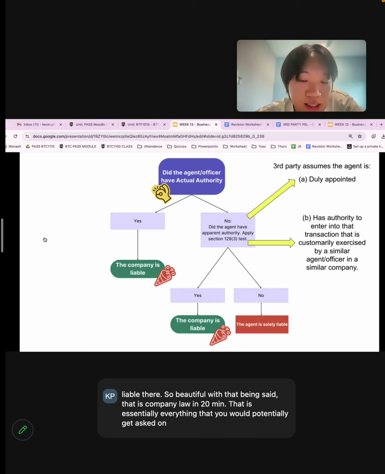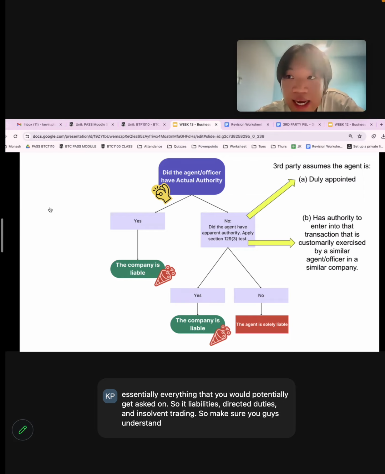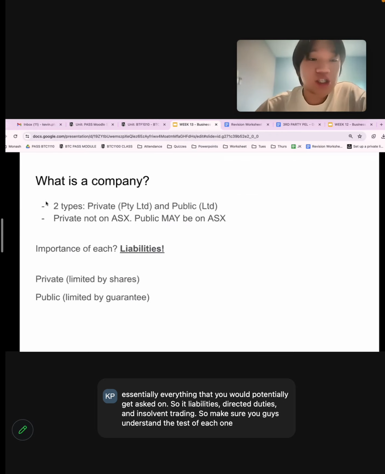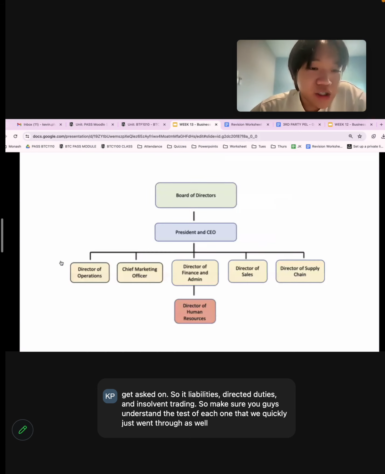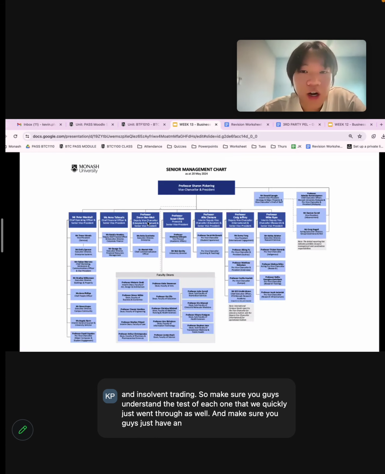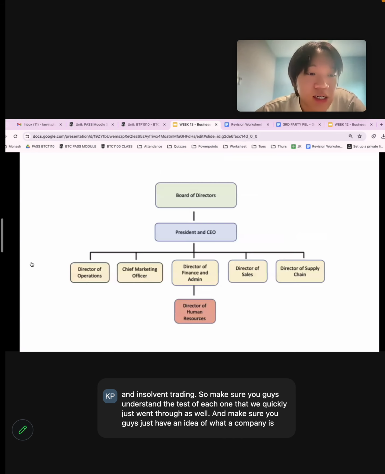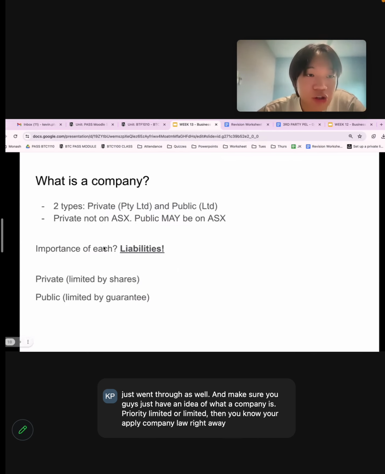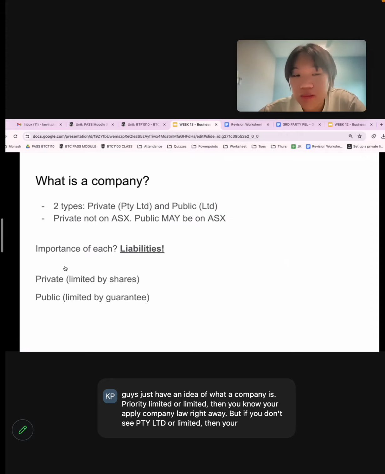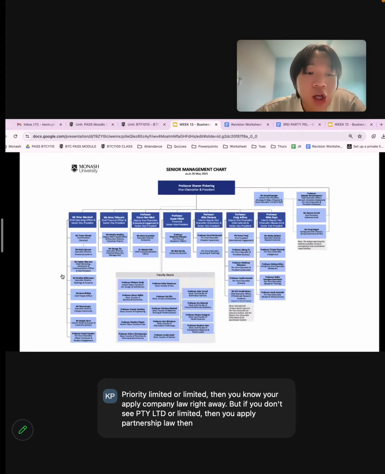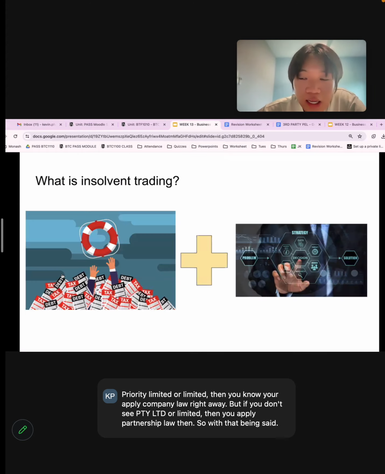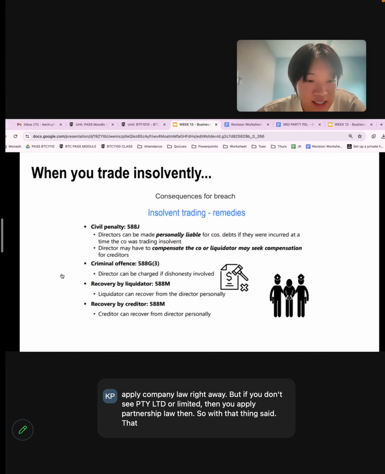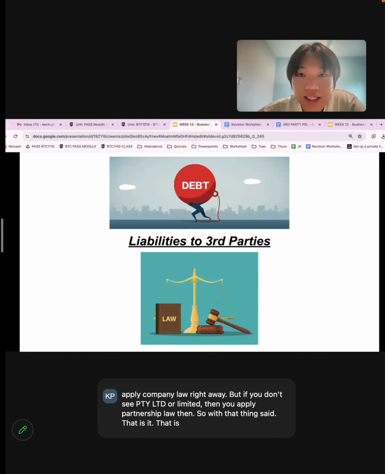So: liabilities, director duties, and insolvent trading. Make sure you understand the test of each one that we quickly went through, and make sure you have an idea of what a company is. If you see Proprietary Limited or Limited, then you know to apply company law right away. But if you don't see Pty Ltd or Limited, then you apply partnership law. With that being said, that is essentially it for this entire semester.